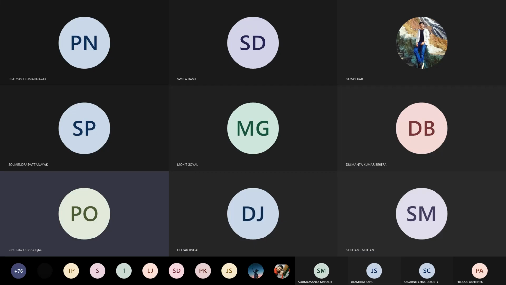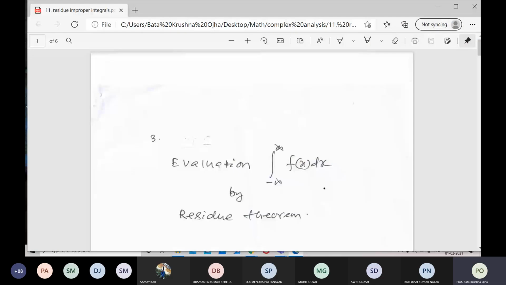The improper integral can be evaluated by using the residue theorem or by using contour integration. So there are some restrictions. All improper integrals cannot be evaluated by this procedure.